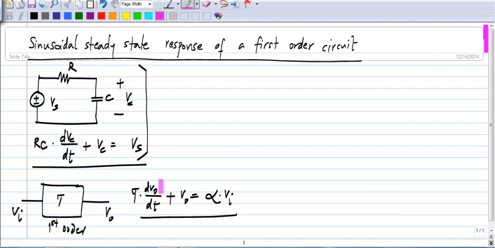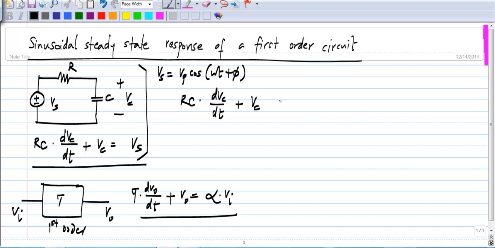But exactly the same can be applied to any first order circuit by normalizing its differential equation like this. The coefficient of this is 1, the coefficient of the first derivative is the time constant, and you have something over here. Okay, so this can be repeated for any first order system. So now let's say Vs is Vp cos(omega t plus phi) to be most general. Now our differential equation says that RC times dVc by dt plus Vc equals Vp cos(omega t plus phi). Okay.